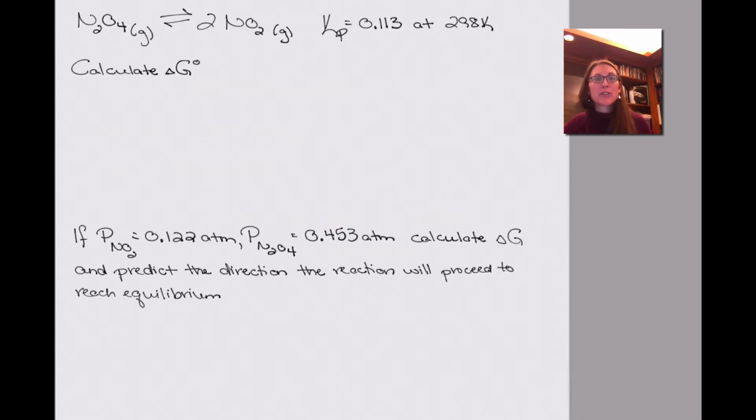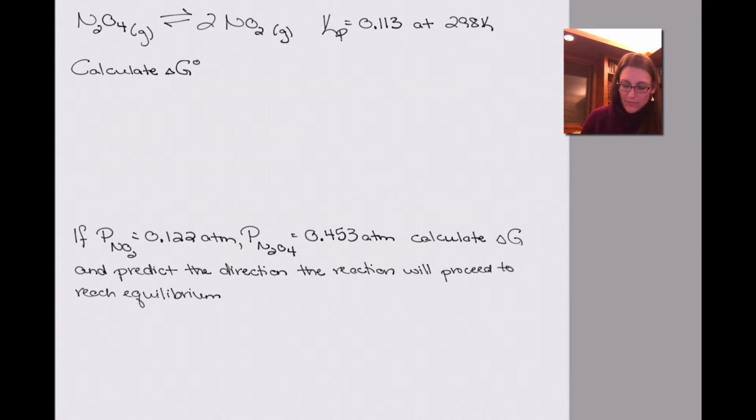So let's take the reaction of dinitrogen tetraoxide and its decomposition into nitrogen dioxide. And for this reaction, Kp, your equilibrium constant given in pressures, is 0.113. So if you think back to what we know from our equilibrium, then we know that at equilibrium, this reaction favors the reactants because the denominator is larger. So let's see what that translates to in terms of delta G naught.